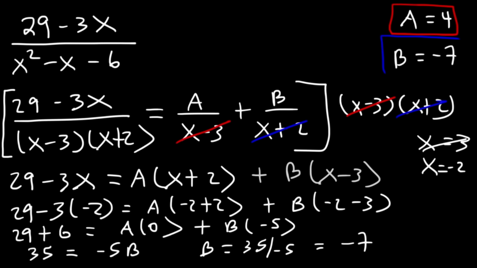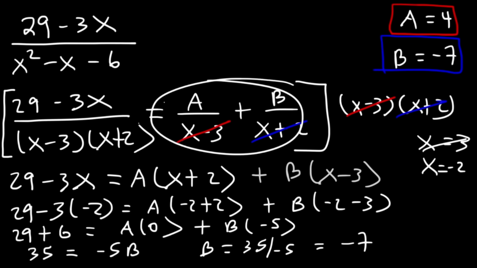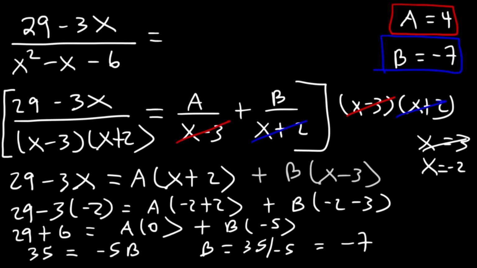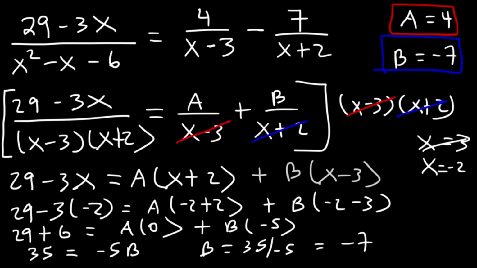So now that we have a and b, we can write the final answer. So let's plug it in to this expression. 29 minus 3x over x squared minus x minus 6 is equal to 4 divided by x minus 3, and then b is negative 7. So instead of writing plus negative 7, I could simply write minus 7, because a positive number times a negative number is still a negative result. So it's going to be minus 7 over x plus 2. And this is the answer.